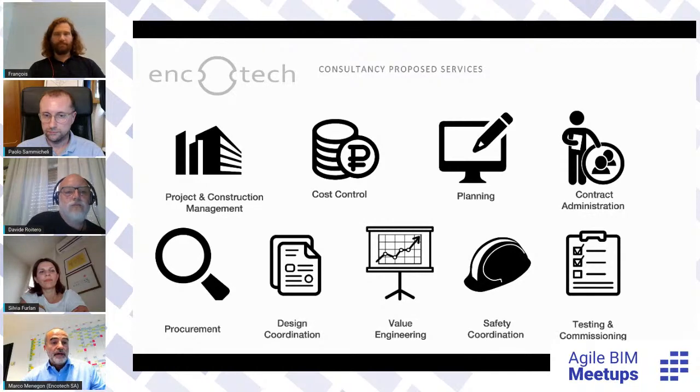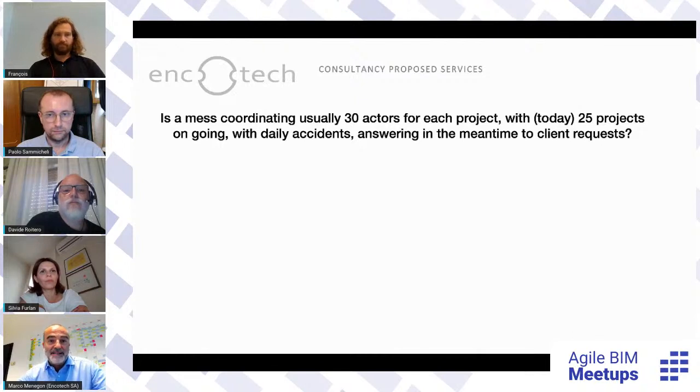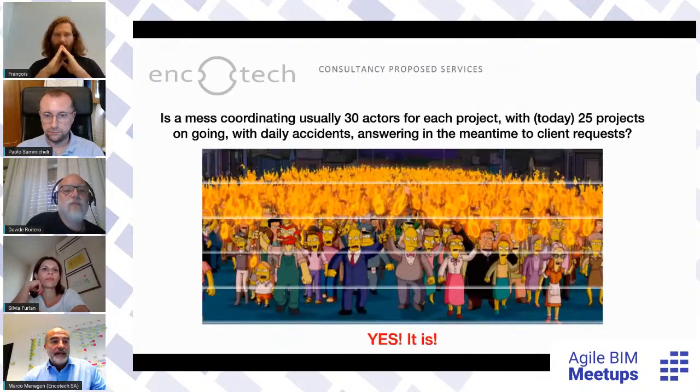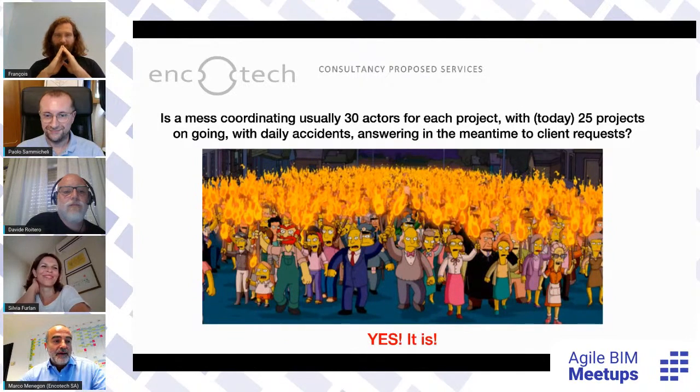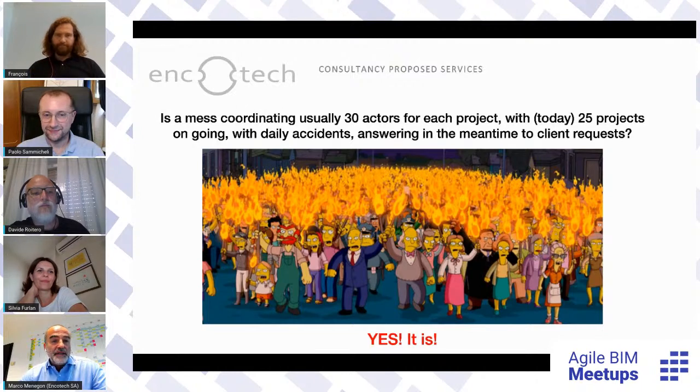So a question arises, a simple question. Is it a mess coordinating usually 30 actors for each project on average, with 25 projects ongoing today, with daily accidents, and in the meantime answering the client's requests? Yes, it's a mess. And please note that the mess is also inside Encotech. All the people here have different skills, seniority, citizenship, culture, and so on.